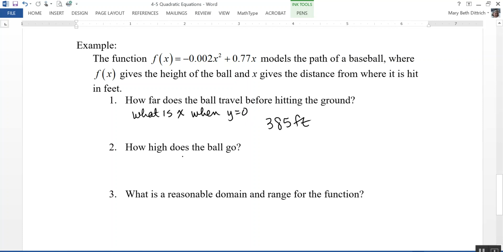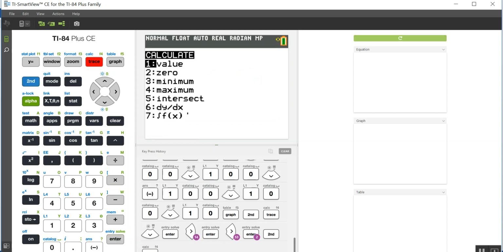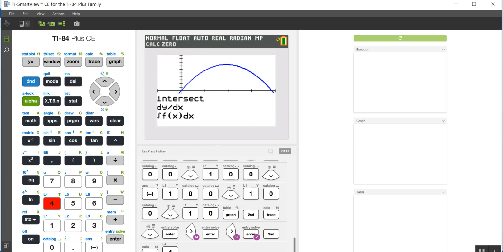Okay, second question says, how high does the ball go? Well, let's go back to our graph here. And so in other words, I want to know, what is my y coordinate at this point right here? So again, I can use my calculate menu, so second trace, and this time I'm going to want the maximum value. So I'll select maximum, and it wants a left bound. So I need to put the cursor somewhere over here to the left of the maximum, which I'll do right now.